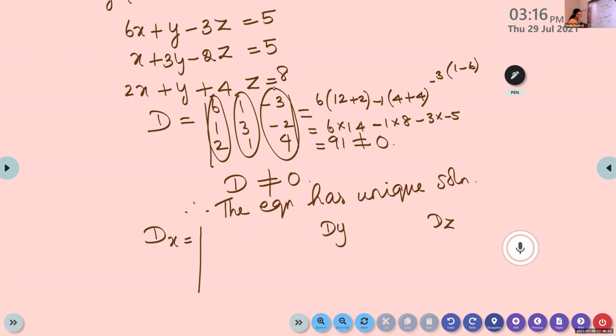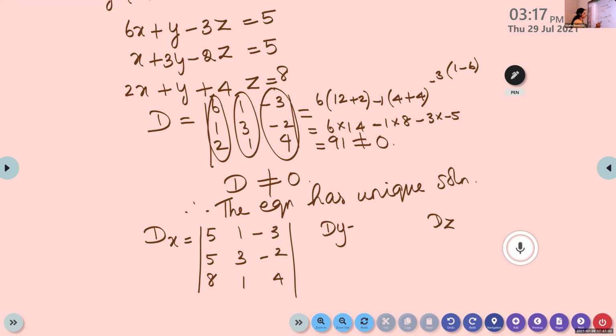So for Dx, in this D determinant, you remove the X coefficients. Instead of the X coefficients, you write the constants there. What are the constants? 5, 5, 8. The remaining two columns are the same: minus 3, minus 2, 4. So the first column we remove and write the constants, 5, 5, 8. The second and third columns stay as they are.